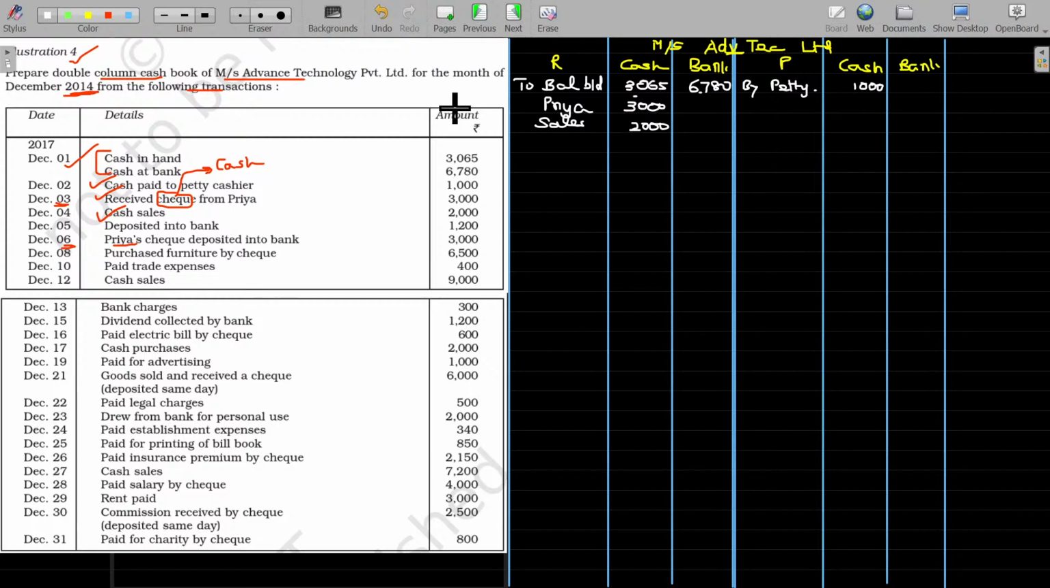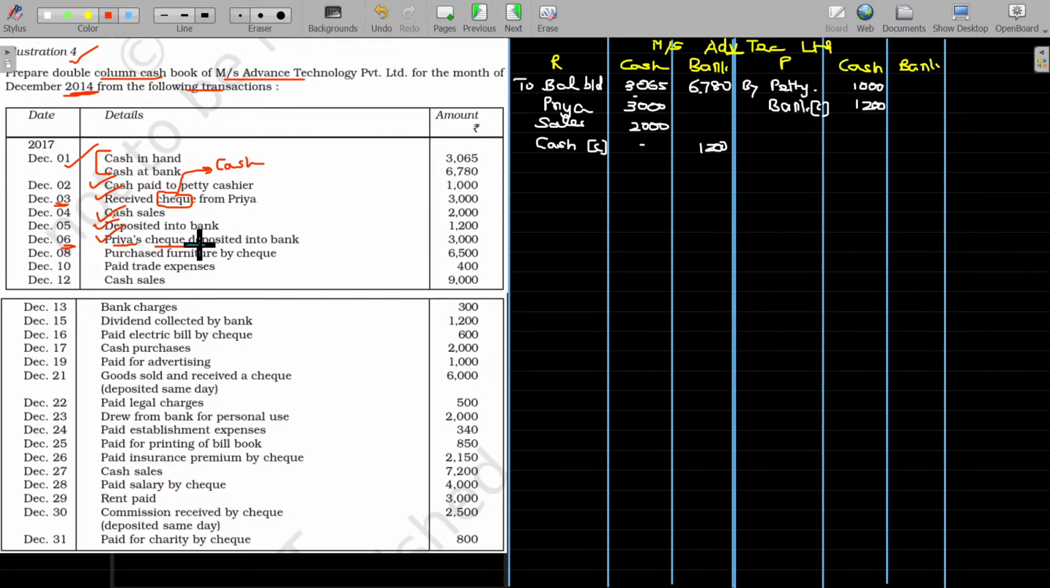2000 deposited into the bank, 1200. For the bank it's a receipt, 1200. For the cash it's a payment, 1200. Under cash I name this as bank. Under bank it is named as cash. In brackets it's contra. Right.